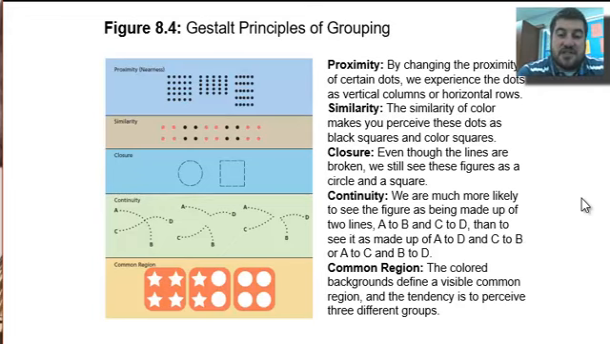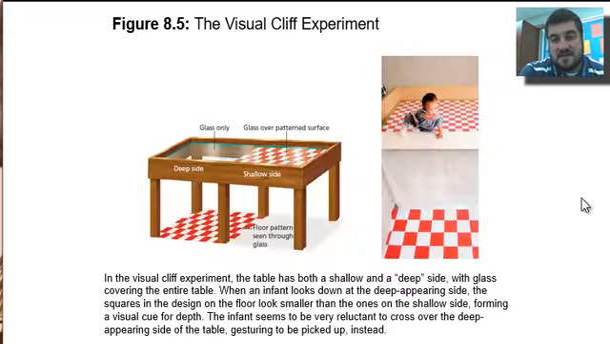And then common region. Even though there are two groups, a group of stars and a group of circles here, we see three different groups because of the different colored backgrounds.